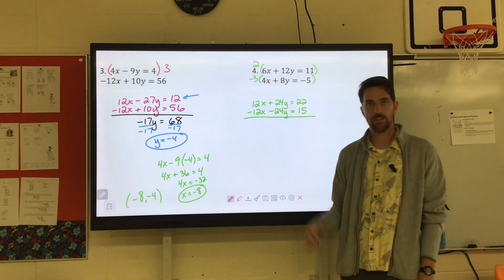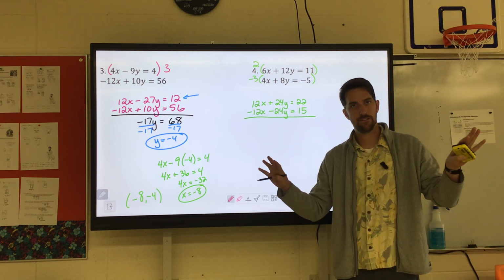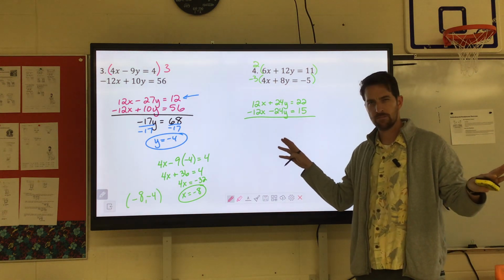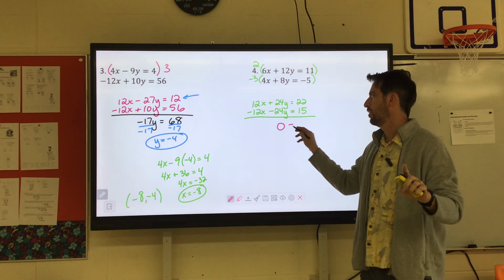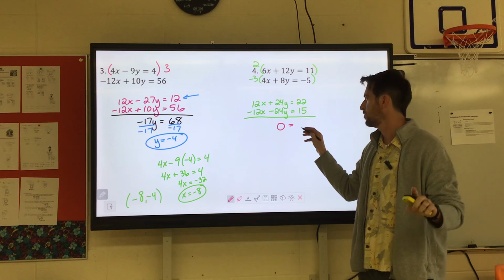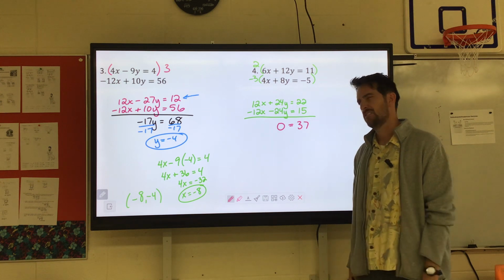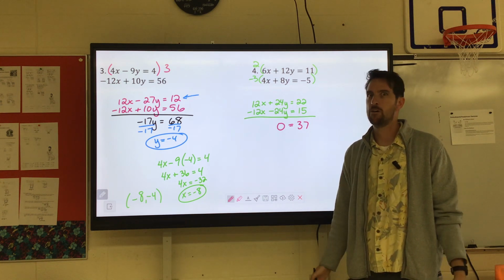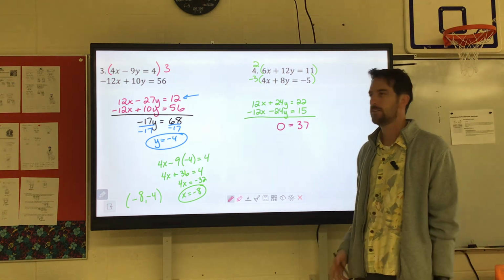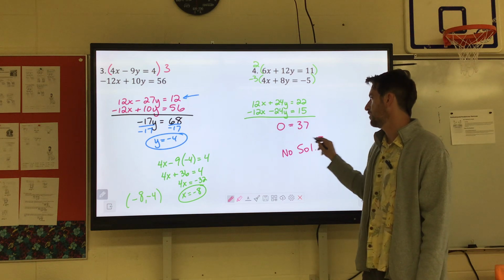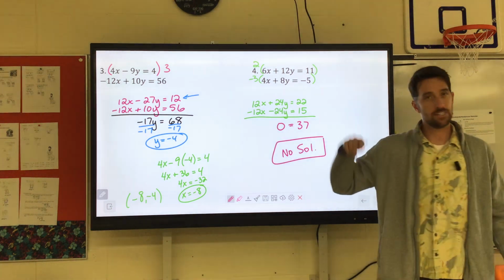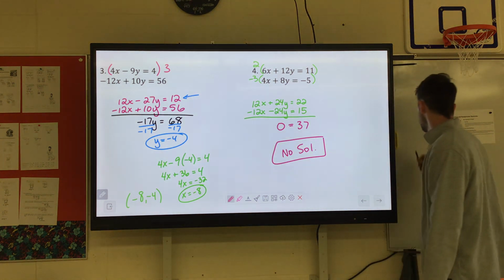If we look here, 12x minus 12x, gone. 24y minus 24y, also gone. 22 plus 15 is 37. 0 equals 37? No, so this is another one of those special cases. If it's not true, that's your no solution. If it was 0 equals 0, that's your infinitely many solutions, baby.